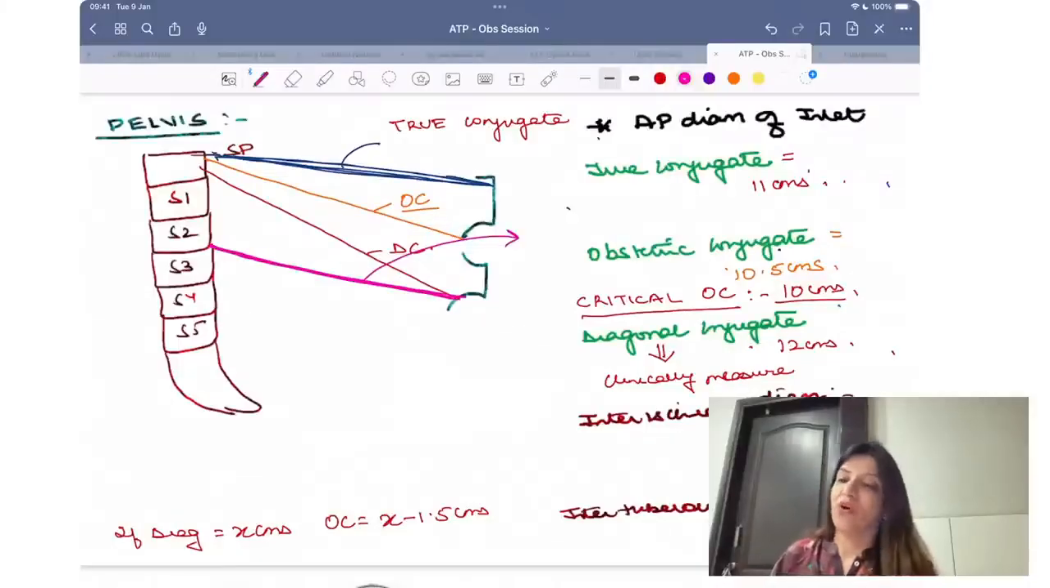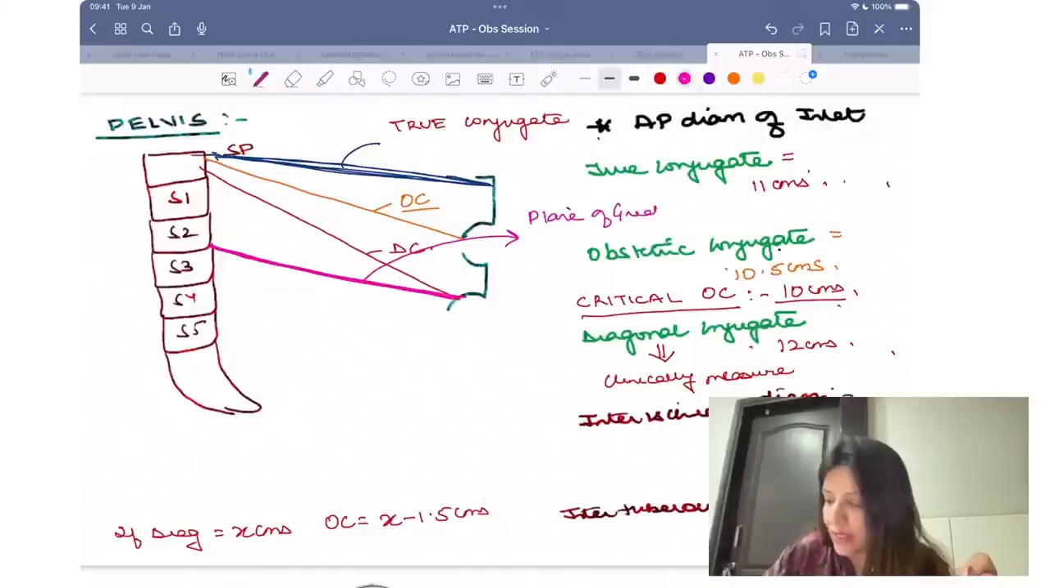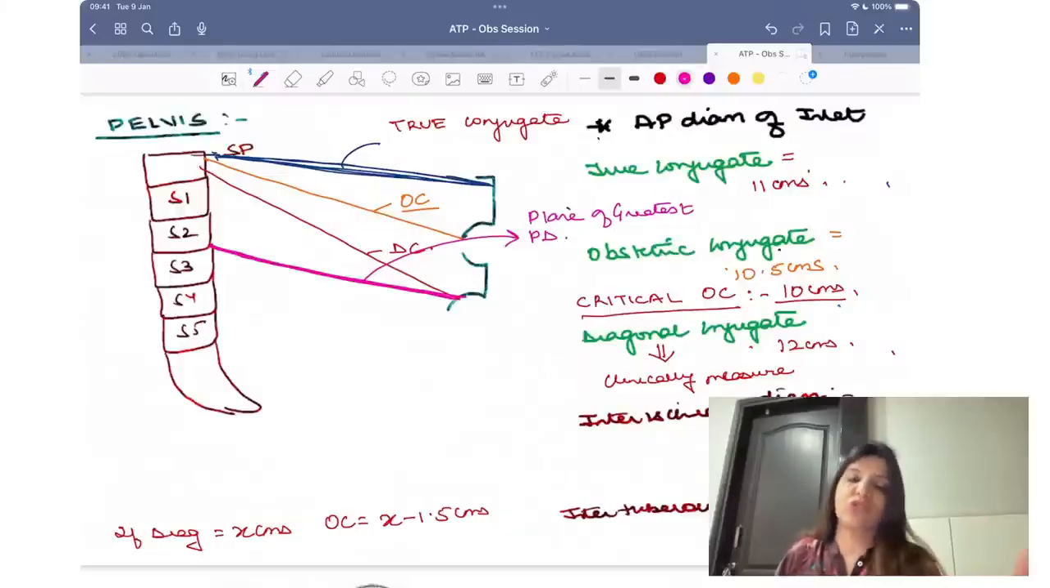Excellent, Deepak. Awesome. Priyanshu, very good. This line is representing the plane of greatest pelvic dimensions. So whenever a line is drawn from S to S3 vertebra going up till the lower border of the pubic symphysis, that represents the plane of greatest pelvic dimensions, right?